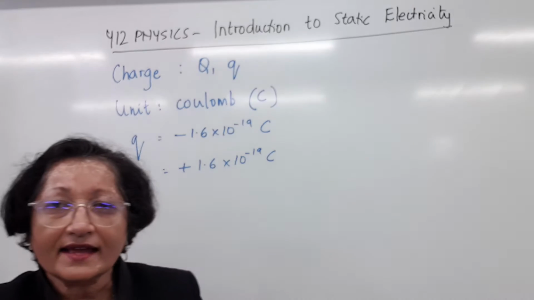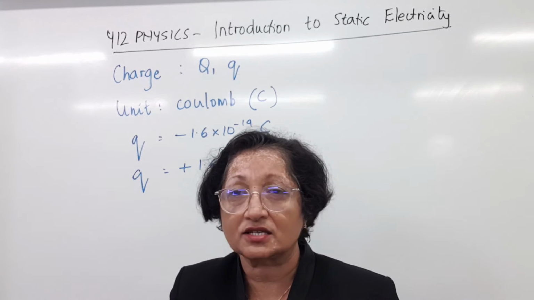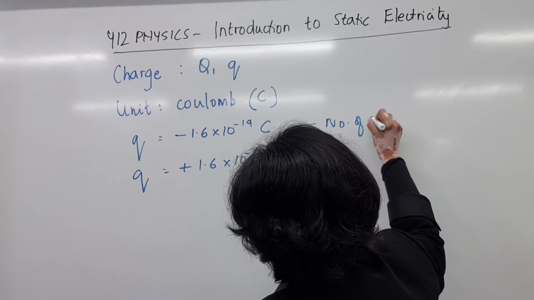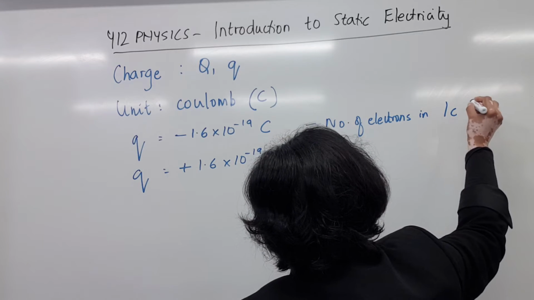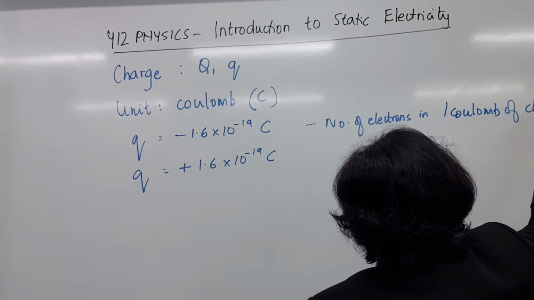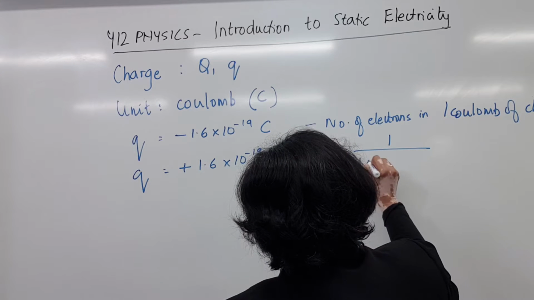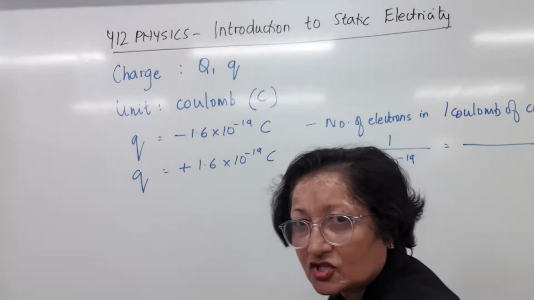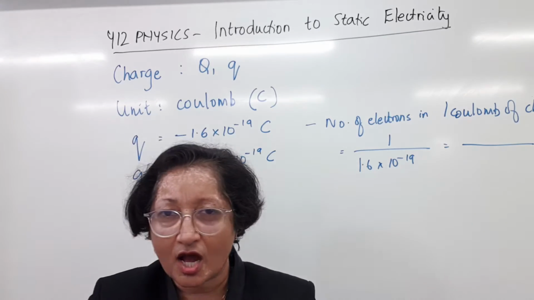In order to find out how many electrons make up 1 coulomb of charge, what we need to do is find the number of electrons in 1 coulomb of charge. In order to find that, what we do is 1 divided by 1.6 times 10 to the power of negative 19. We're going to get a very large number. That is the number of electrons that make up 1 coulomb of charge.